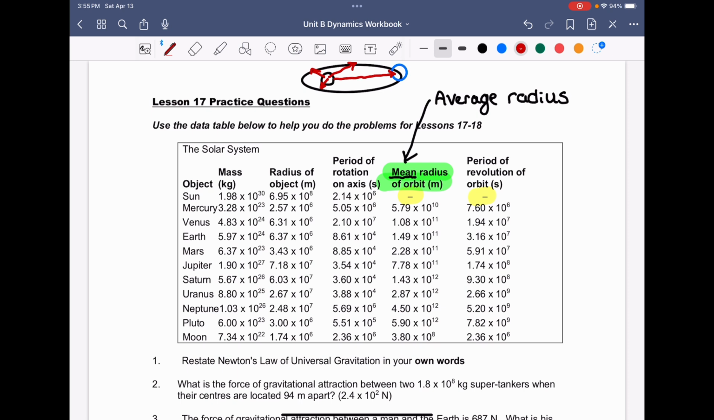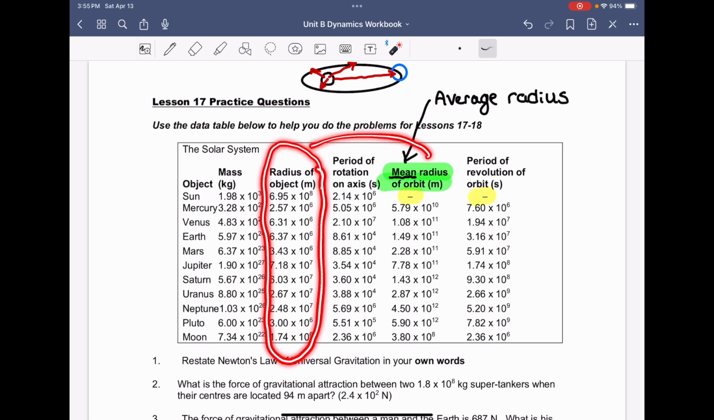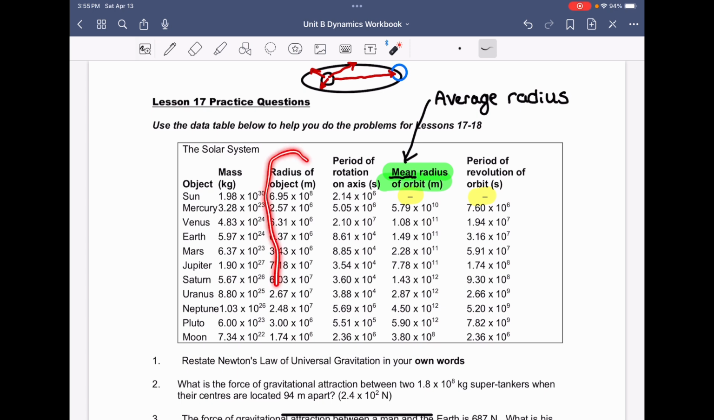Now, the radius of the object specifically just talks about the radius of the individual planet. So please do not confuse these two. Radius of orbit is around the sun. Radius of the object is just the radius of the individual object. So please don't confuse that.